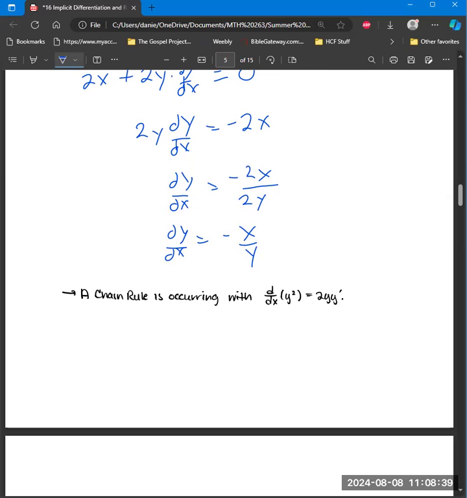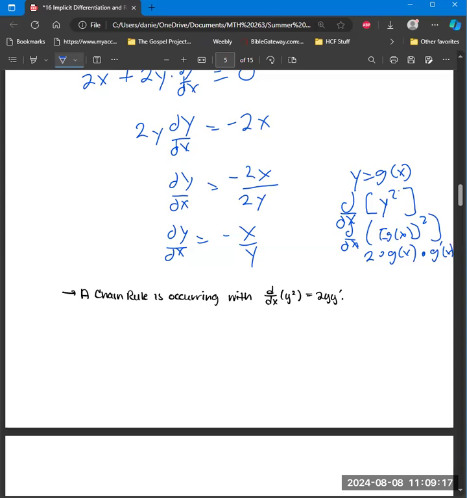So if I have something like y is a g of x, and I take the derivative with respect to x of y squared, that's the same thing as saying the derivative with respect to x of g of x squared, like that, which was 2 times g of x times g prime of x with the chain rule. That's the same thing as what's going on here.